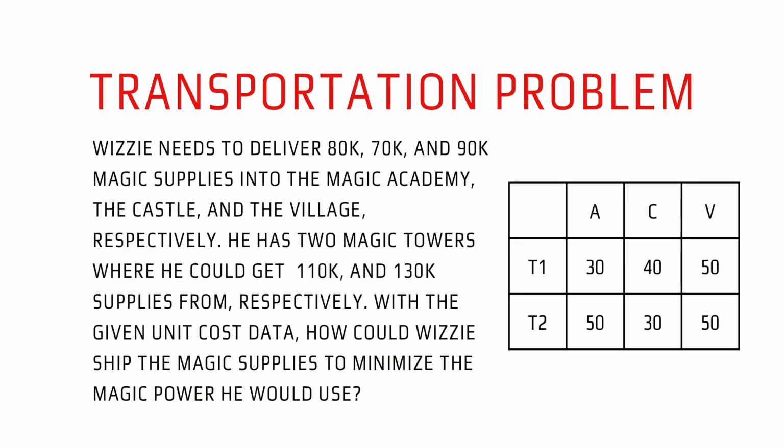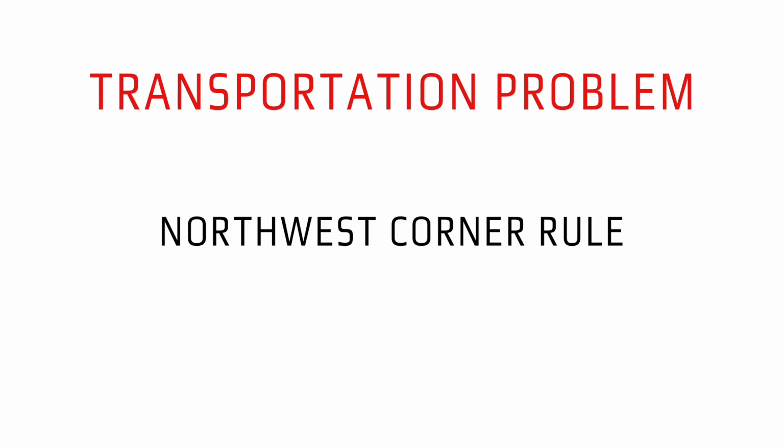Wizzy needs to deliver 80,000, 70,000, and 90,000 magic supplies to the Magic Academy, the castle, and the village, respectively. He has two magic towers where he could get 110,000 and 130,000 supplies from, respectively. With the given unit cost data, how could Wizzy ship the magic supplies to minimize the magic power he would use? First, we will apply the northwest corner rule.